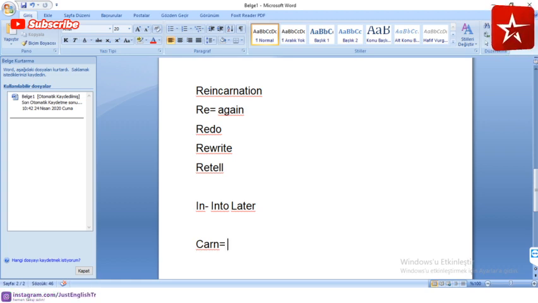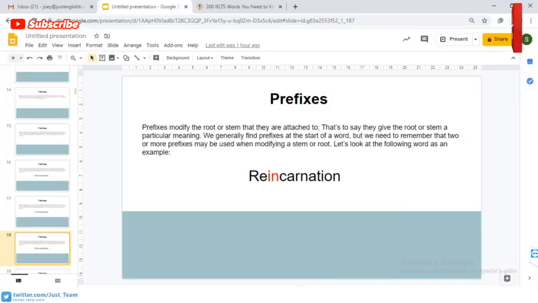Yes, Nevin, recycle is a very good example of re meaning again. Very good, Fatih. That's correct. Okay, carn means flesh or meat. And we can see it in a number of words, such as carnivore, an animal that eats flesh. We'll go back to the slide.